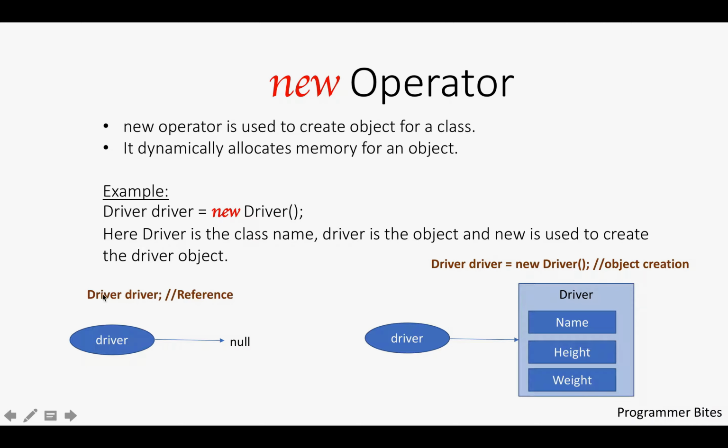We can write Driver driver. It is a reference. Here driver points to null. We can write driver equal to new Driver. Here the driver object is created using the new operator, and this driver object points to the Driver class.